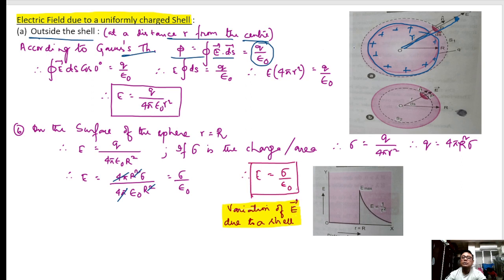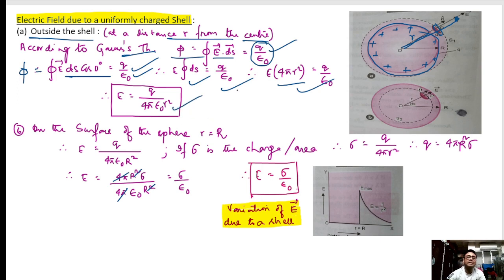Total charge Q by epsilon O. Now E dot ds means E ds cos 0 degree, because the electric field and the normal to the surface are in the same direction. So this was the flux, and the total flux is Q by epsilon O. So from here we write E line integral ds equals Q by epsilon O, and the total surface area is 4 pi r square. So this is the electric field due to a uniformly charged shell.